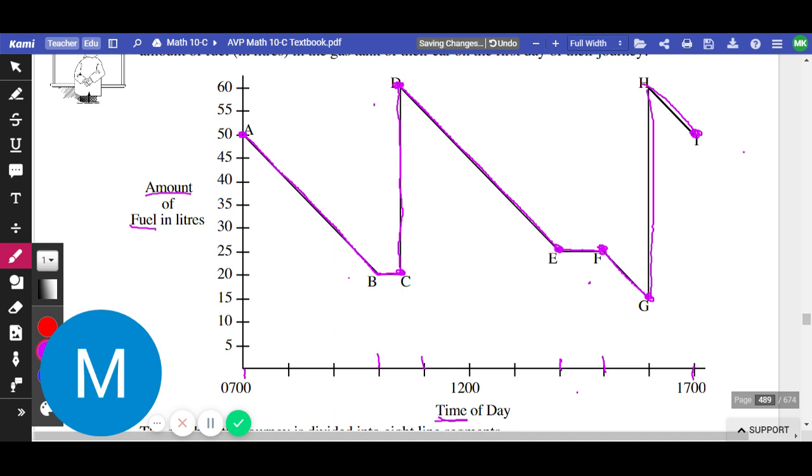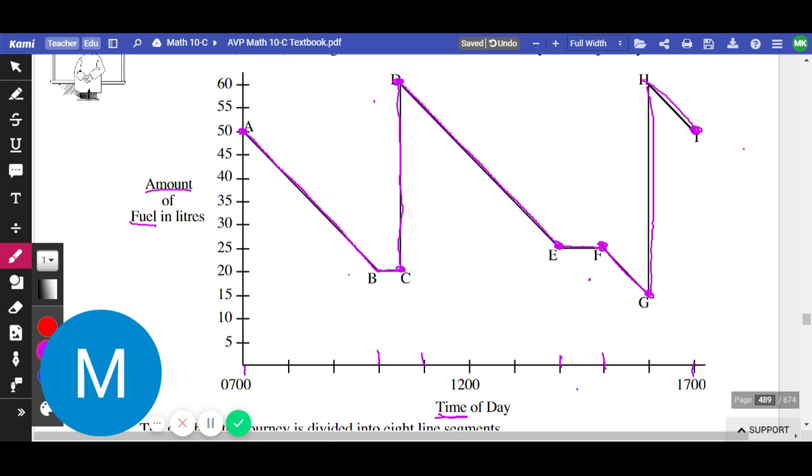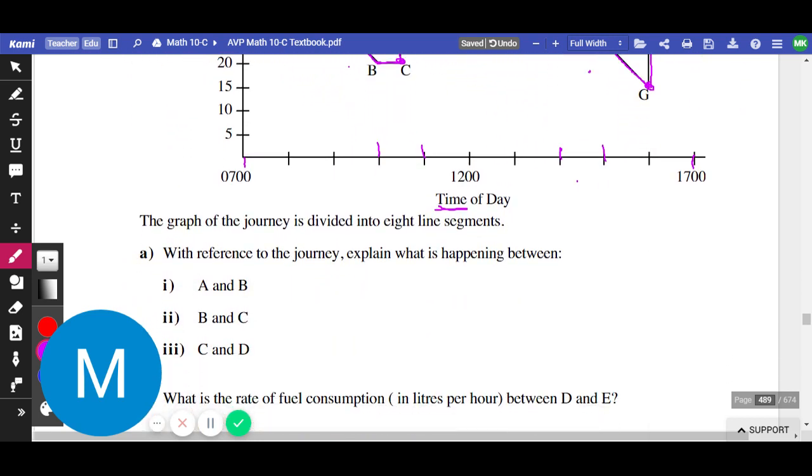That's interpreting a graph. As long as you can realize graphs actually represent things with word problems, you'll be set. And the line is always a representation between two different things. Ours in this one was fuel and time. There's a bunch of questions here. We'll just talk about them. So with reference to the journey, explain what's happening. We already talked about that.